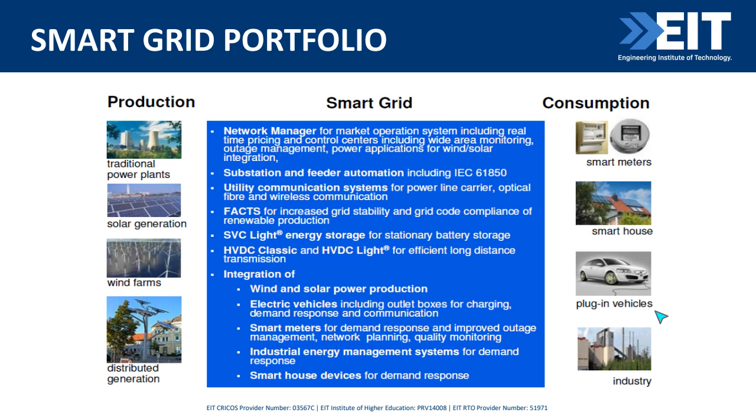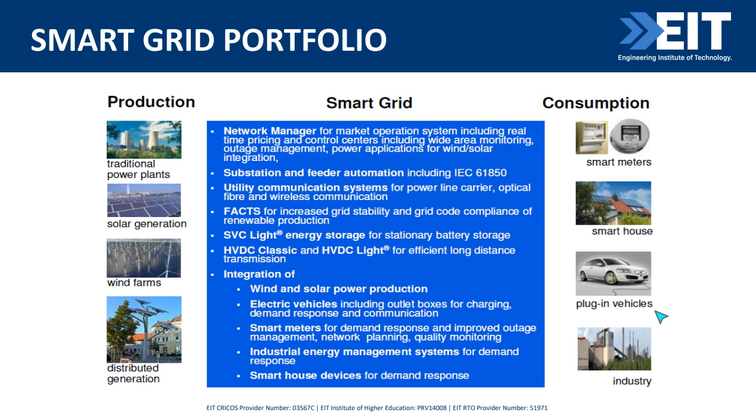Then I told you that we've got FACTS. FACTS is producing grid stability and the grid code compliance for the renewable producers. Then I've got SVC Light. Then I've got HVDC Classic, HVDC Light. These are all ABB products which have come in. That is very efficient for long distance transmission. So I've got integration of wind and solar. I've got electric vehicles. I've got smart meters. I've got industrial energy management system. And on top of that, I have smart houses.